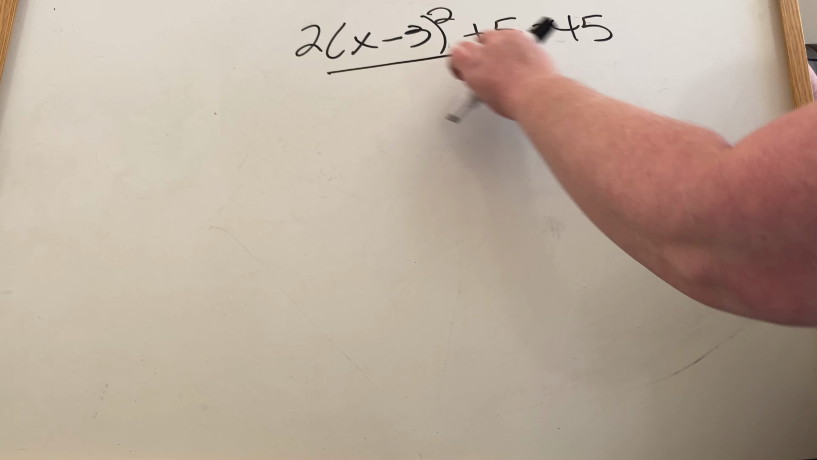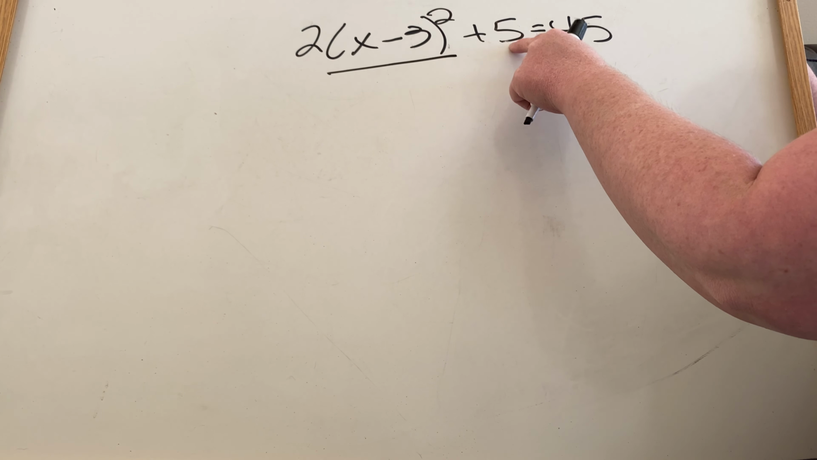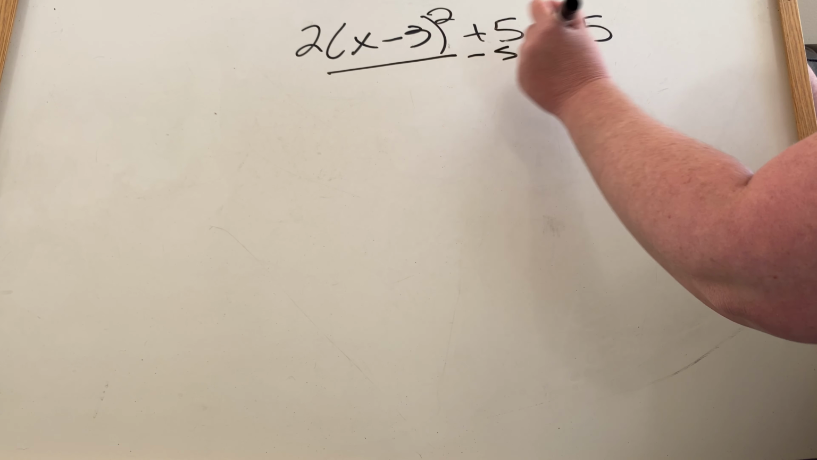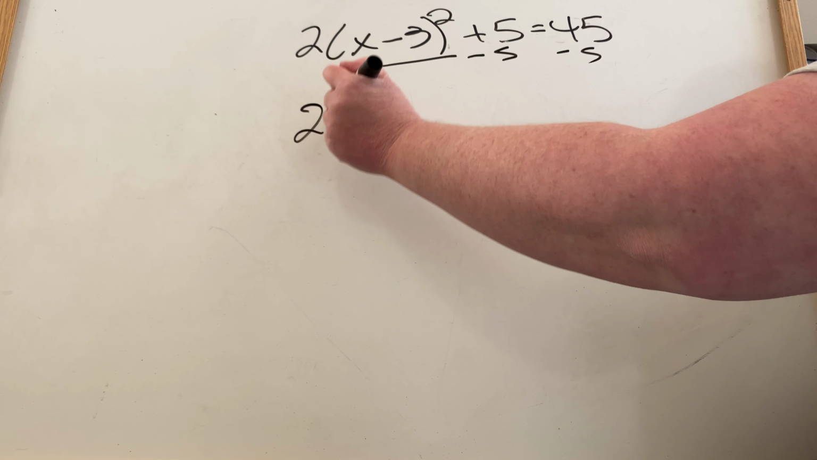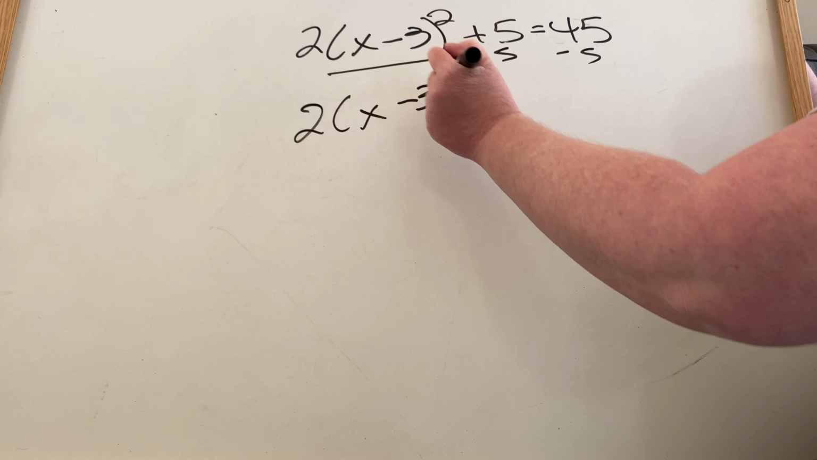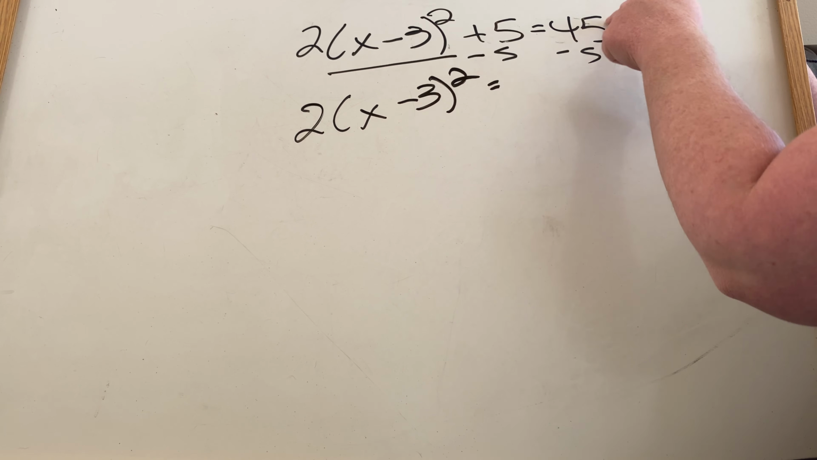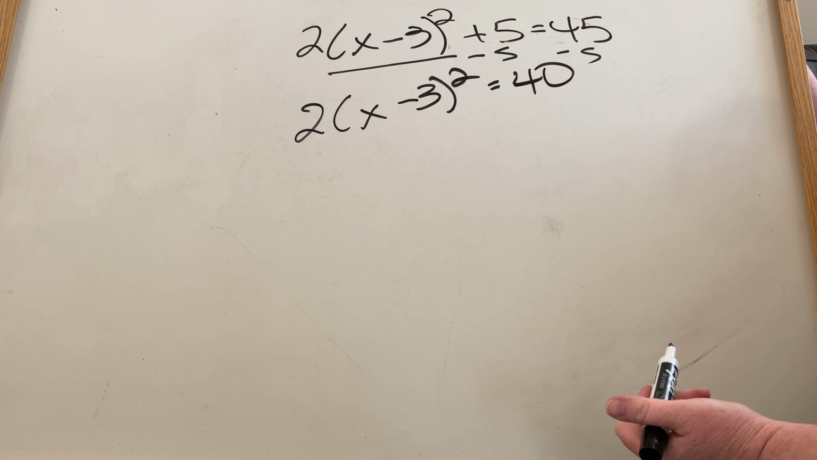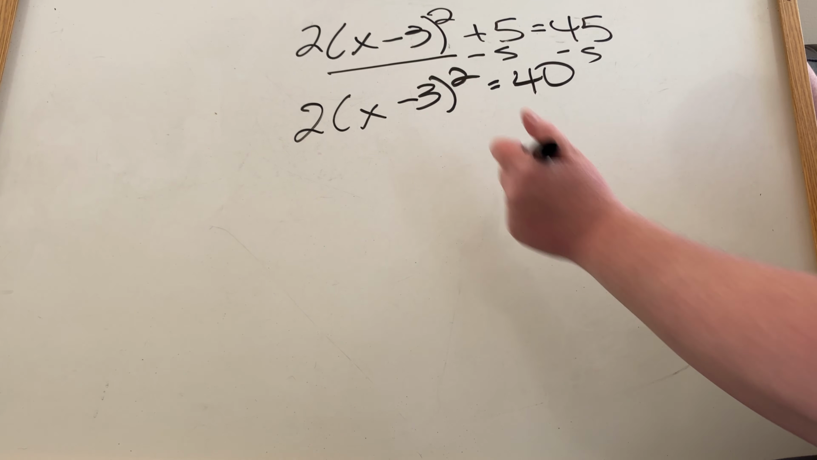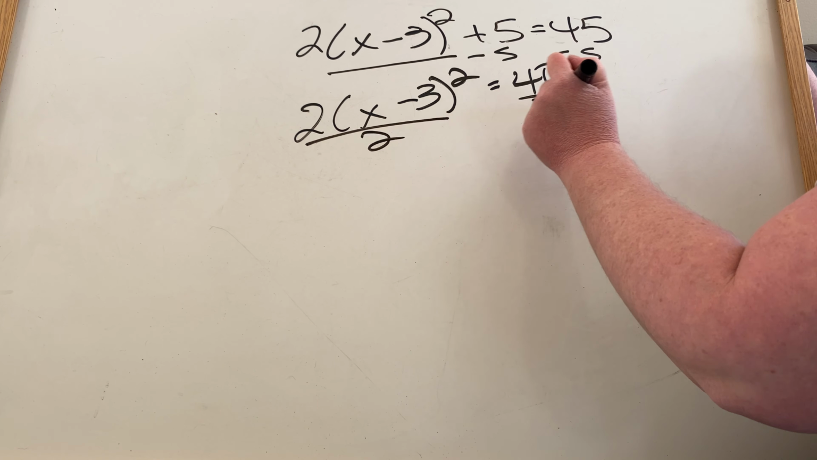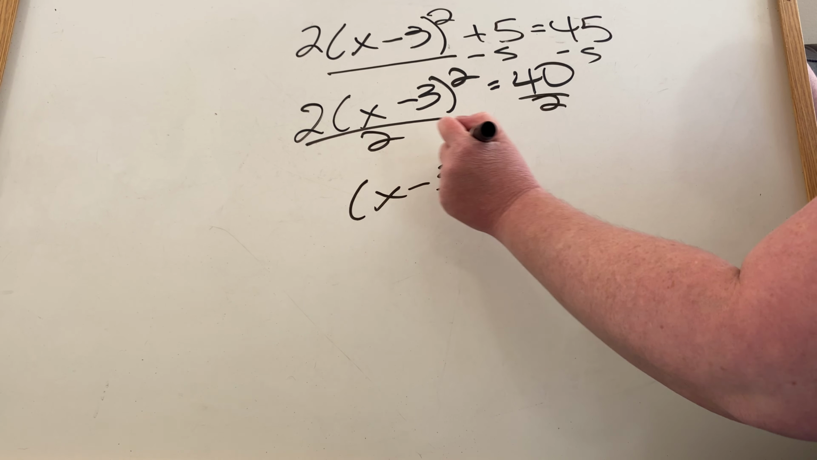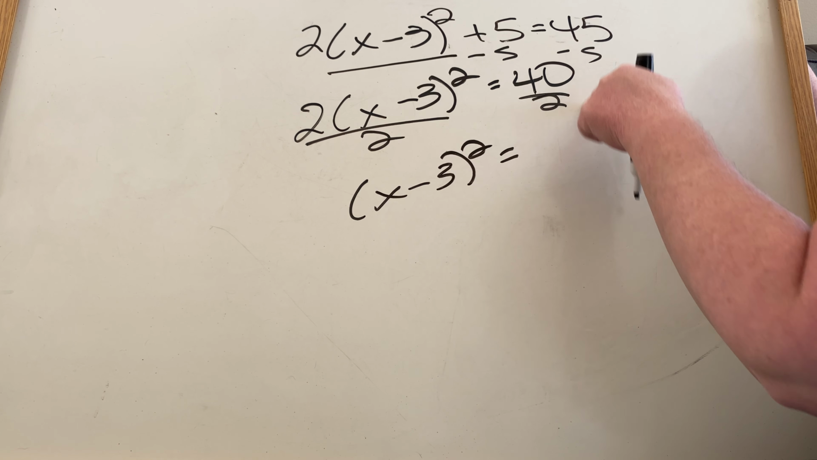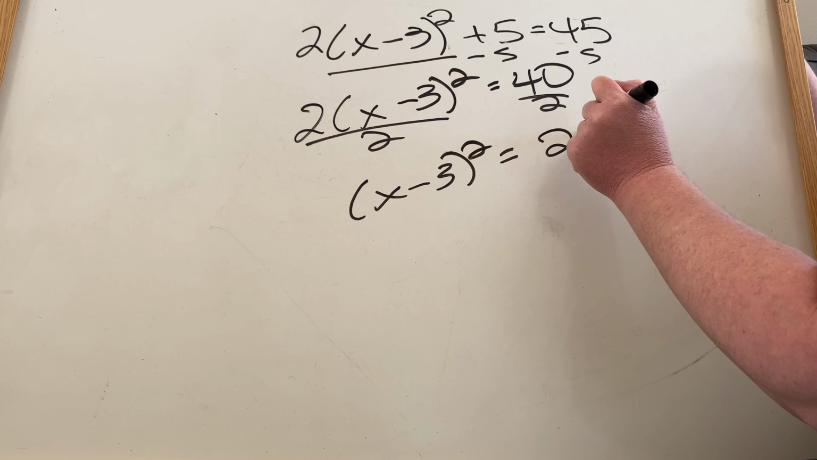So you're gonna have to move over the 5 and move over the 2. You have to move the 5 first, so you would subtract it. So then you've got 2 times the quantity of x minus 3 squared is going to be 45 minus 5, which is 40. So then since we can't distribute the 2, but we know we have to get rid of it, you're going to divide both sides by 2. 40 divided by 2 is going to be 20.